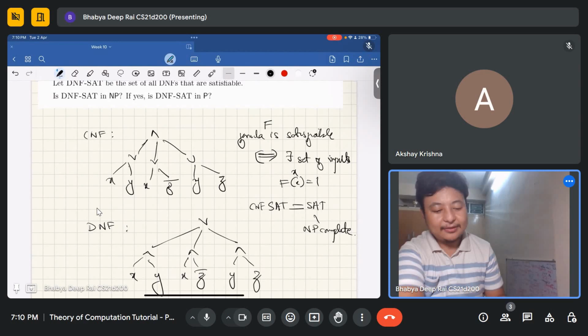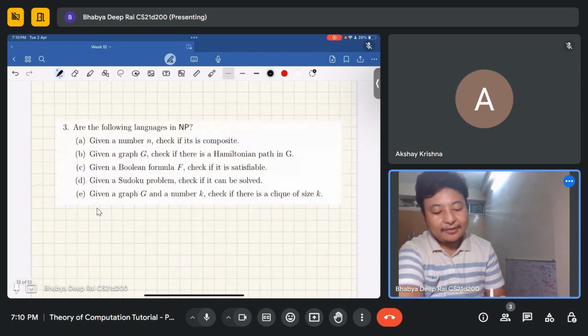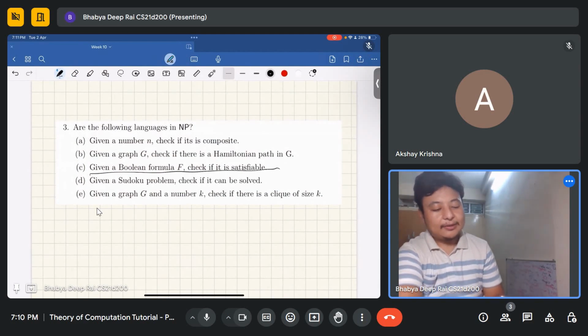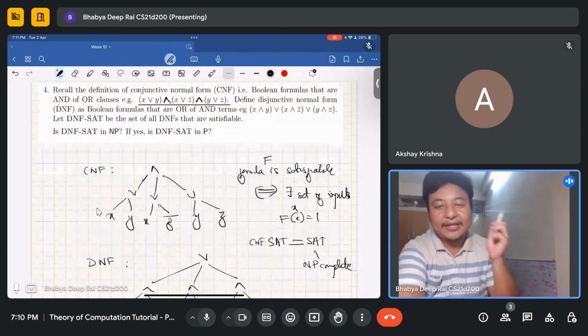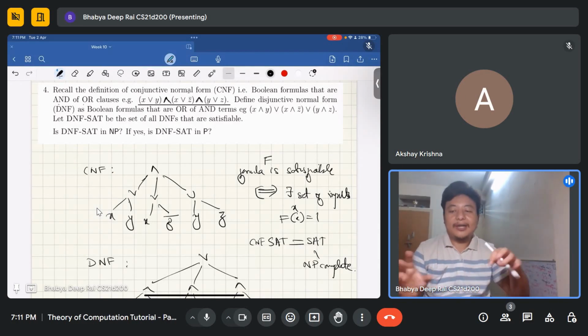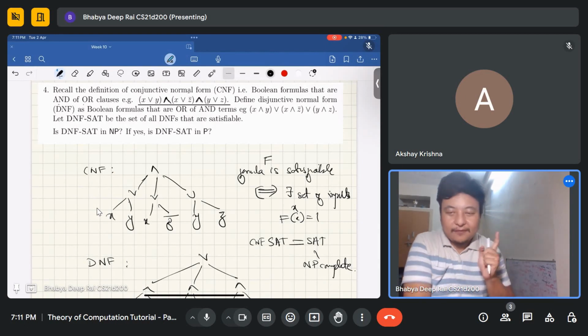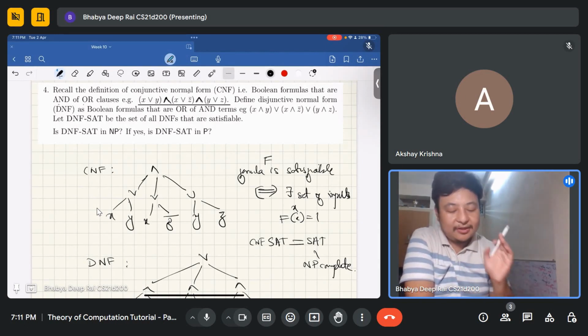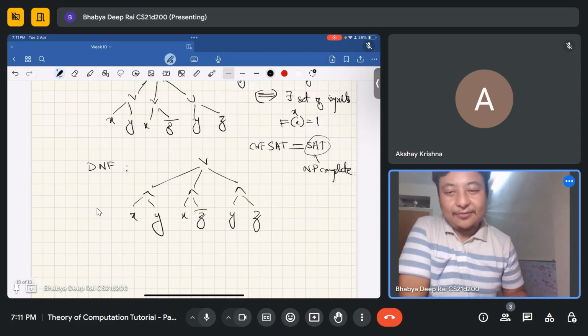Remember the exercise we did last time. The certificate is just the set of inputs. If I give you the set of inputs, you can just do the evaluation. You can do the OR and so on, and then say, yes, this input satisfies it. So therefore, the language is in NP. So this SAT is in NP. That is easily done. Let's look at DNF SAT, a close cousin.